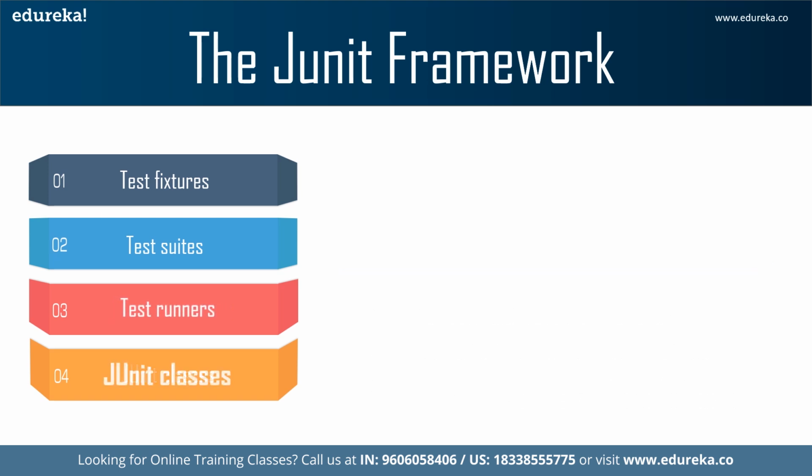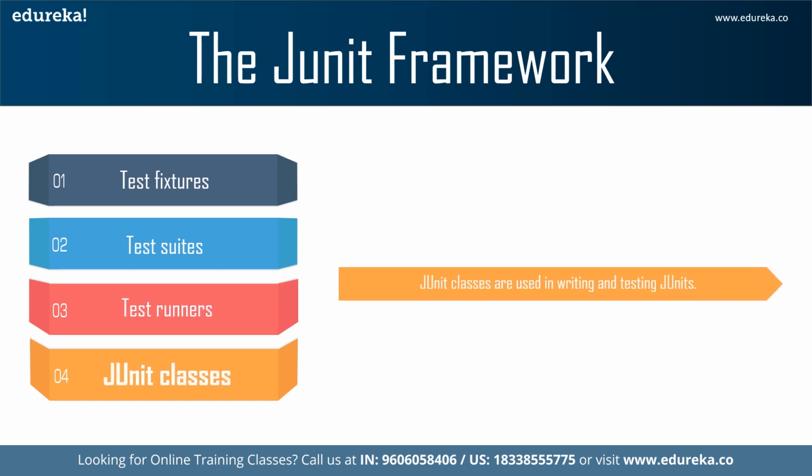Now let's talk about JUnit classes. JUnit classes are used in writing and testing JUnits. Some of the important classes are Assert, TestCase, and TestResult. Okay. Now let's talk about Assert. It contains a set of assert methods. We'll discuss what these assert methods are in a coming section. TestCase contains the test case that defines the fixture to run multiple test cases. TestResult contains methods in order to collect the result of executing a test case. Okay, so this is everything you need to know about the JUnit framework.